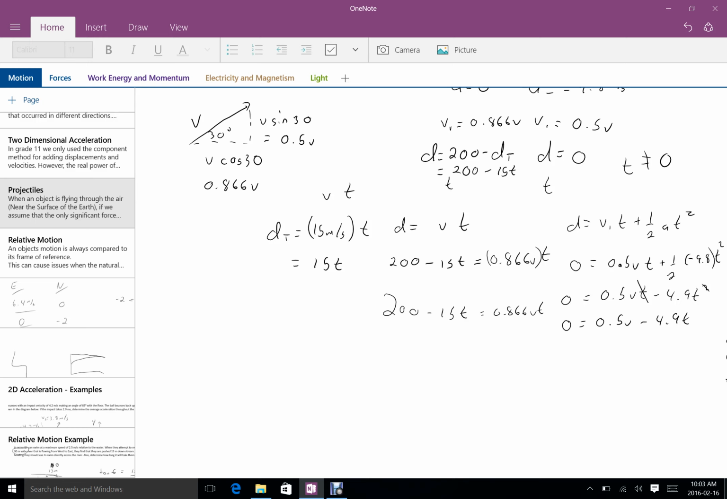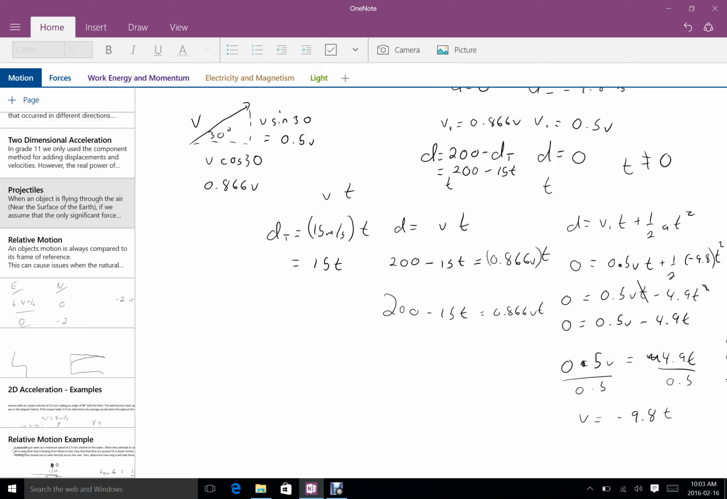Now I can sort of solve this anyway, but I think if I solve this equation for v and then substitute it over here, it's going to work out pretty straightforward. 0.5 v is going to be equal to 4.9 t. Dividing both sides by 0.5, my v is going to be equal to 9.8 t. Actually, sorry, not negative. When I move one of these over, then they get rid of that negative.